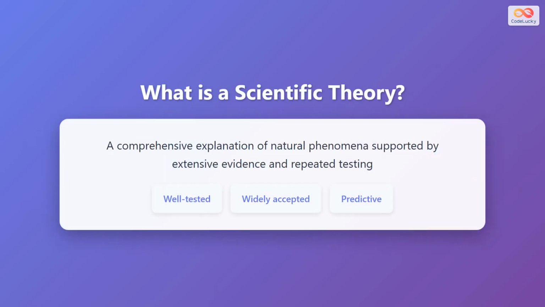A scientific theory is a comprehensive explanation of natural phenomena that is supported by extensive evidence and repeated testing. Theories are not just guesses. They represent the highest level of scientific understanding. A good theory has three important characteristics. It is well tested through numerous experiments. It is widely accepted by the scientific community. And it is predictive, meaning it can be used to make accurate predictions about future observations. Examples in chemistry include atomic theory and the theory of chemical bonding.